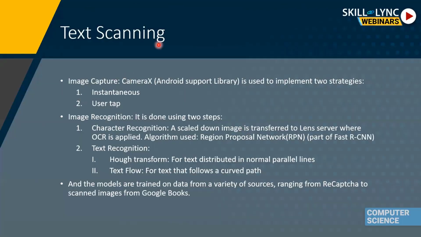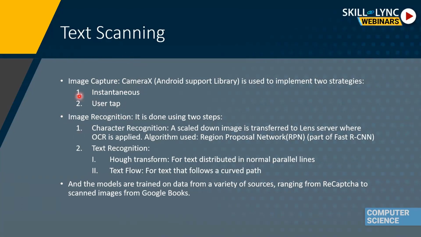So we are looking at the text scanning. We can have text scanning in two ways. We can have instantaneous text scanning or user tap. In some phones that have good cameras and high processing rate, we can use instantaneous. And the other is user tap. We can capture an image, then process it.